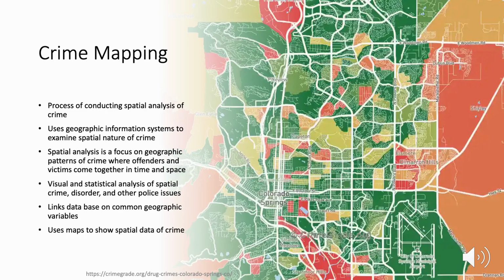Crime mapping is the process of conducting spatial analysis of crime by using geographic information systems. Spatial analysis focuses on geographic patterns of crimes where offenders and victims come together in time and space. Crime mapping uses visual and statistical analysis of crime, disorder, and other police-related issues. Maps link data together based on geographic variables and are an effective tool in communicating information.